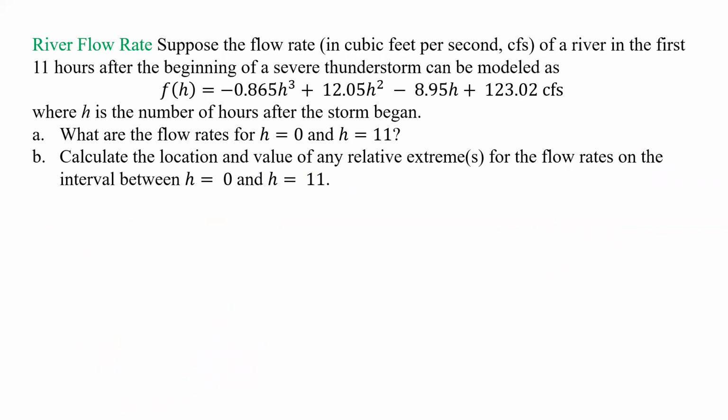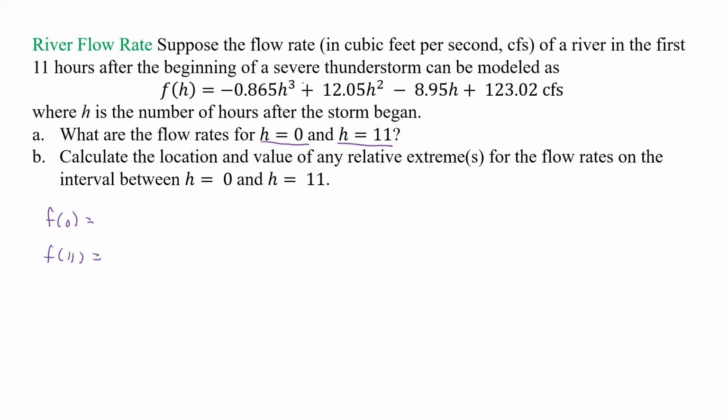All right, so here we have a river flow rate. It says, suppose the flow rate in cubic feet per second of a river in the first 11 hours after the beginning of a severe thunderstorm can be modeled as such, where h is the number of hours after the storm began. What are the flow rates for h equals 0 and h equals 11? So that just says f of 0 equals what, and f of 11 equals what?